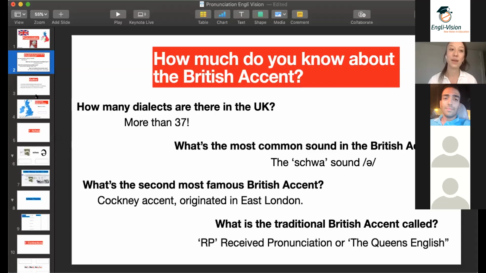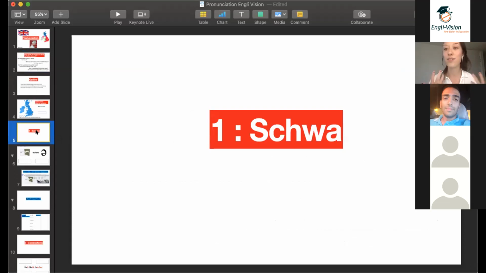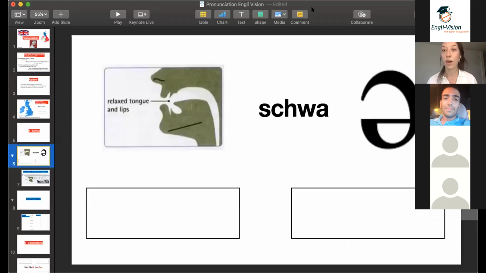Okay, so we're going to have a look at three main features of British pronunciation, and then some words at the end that might be new to you, the way we should pronounce them. So the first thing, schwa. You have to know this sound if you want to have the British accent. Schwa. How do you make the sound? So your mouth looks like this. It's relaxed, open slightly, and it sounds like this.